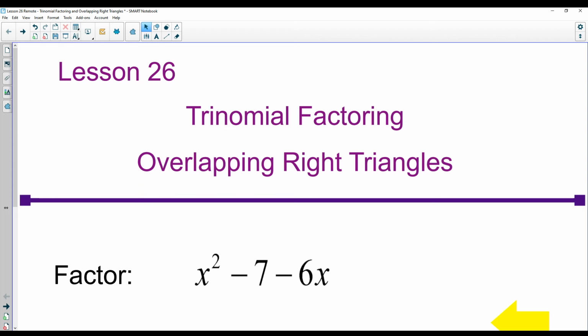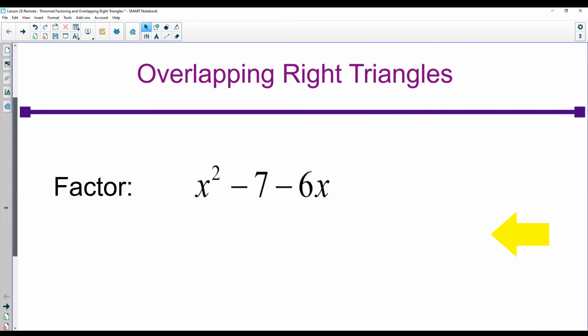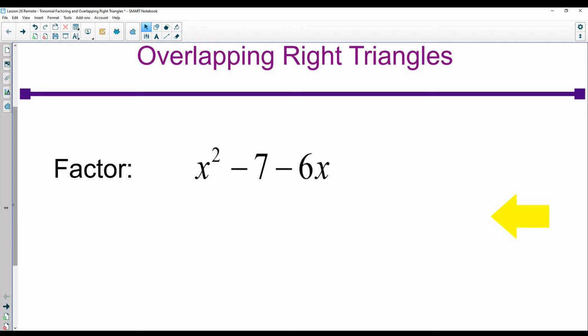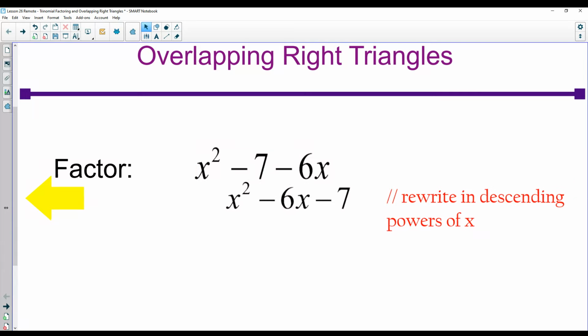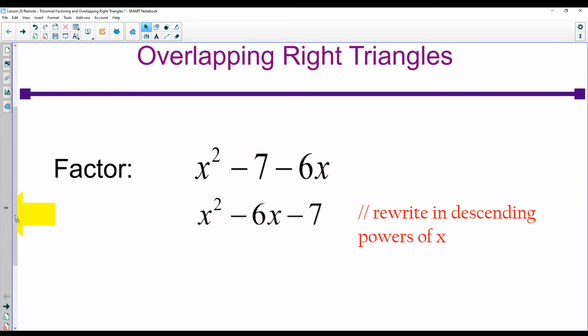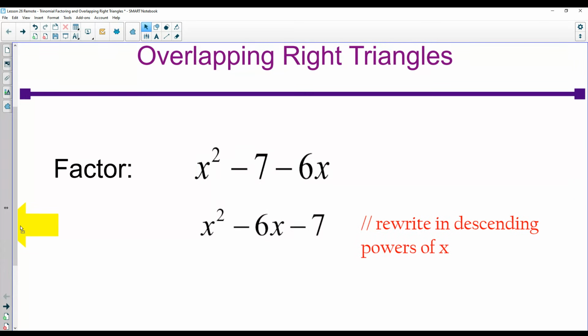Lesson 26, Trinomial Factoring and Overlapping Right Triangles. Let's factor this quadratic: x squared minus 7 minus 6x. The first thing we need to do is rewrite this in descending powers of x. So it's going to be x squared minus 6x minus 7.